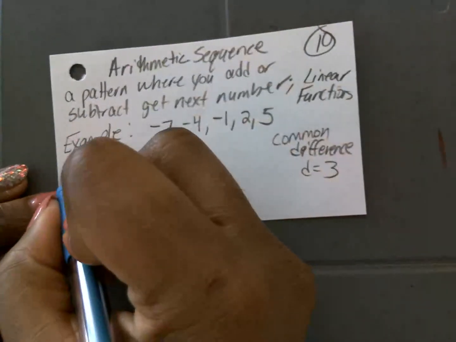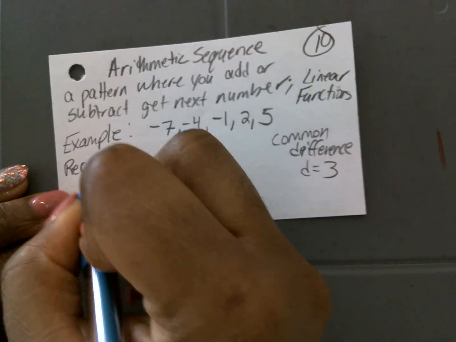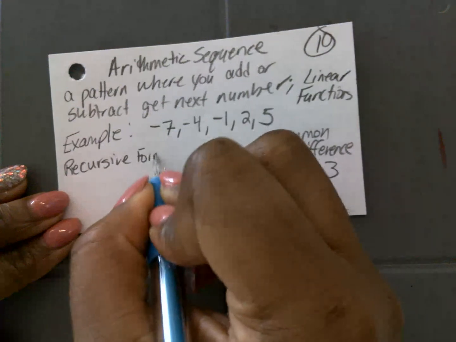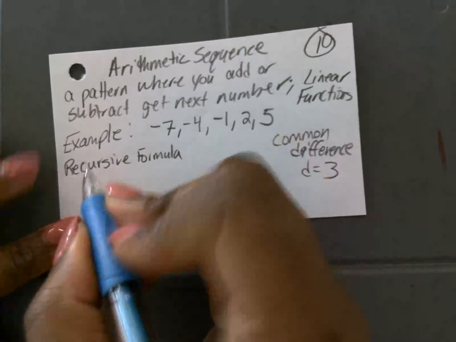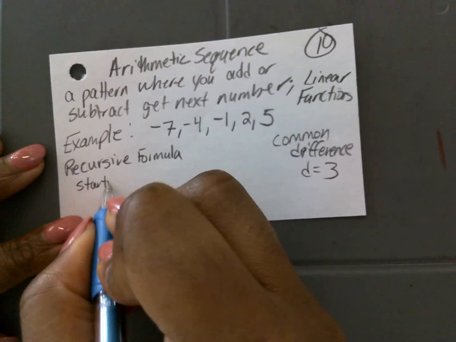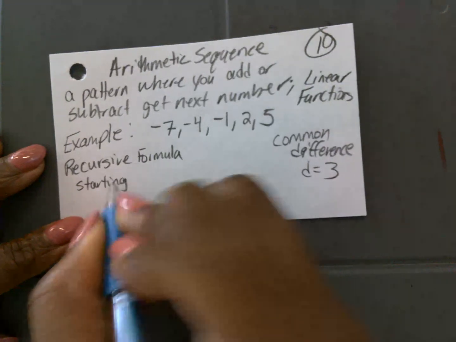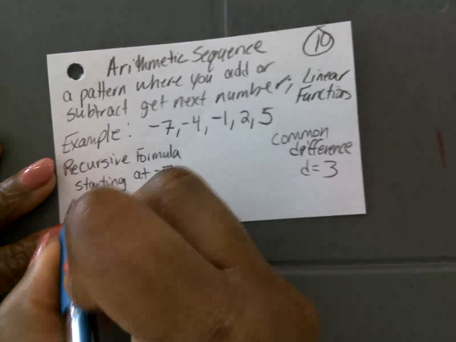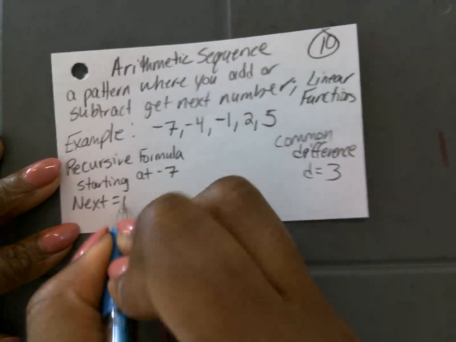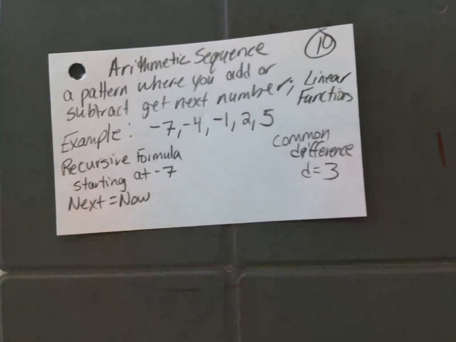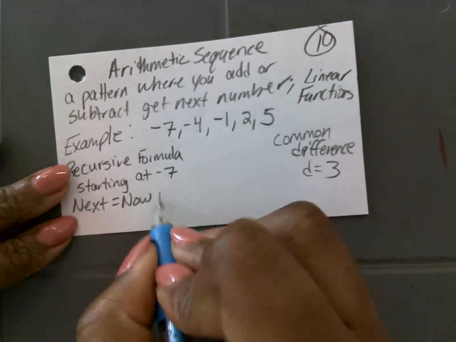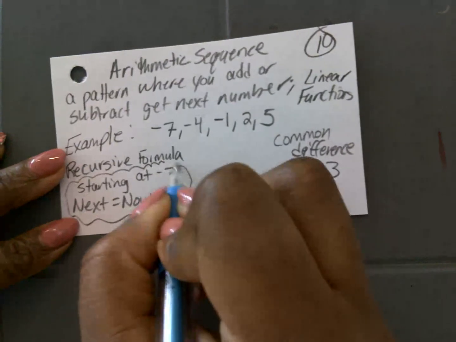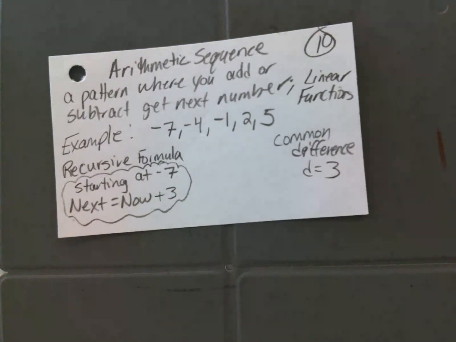If I wanted to write a recursive formula for this arithmetic sequence, what number would I be starting at? I'm starting at -7. And I can say next is equal to now, and what am I doing to get to the next number? I'm adding 3. This is a recursive formula here. Any questions about that?